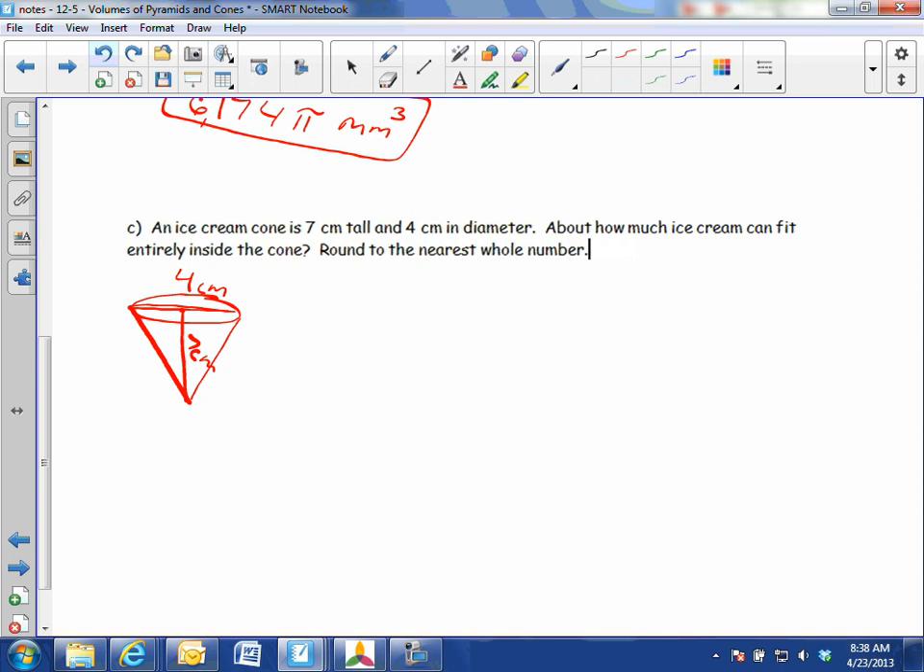Okay, shall we write in our formula? 1/3 times 2 squared times 7. I know 2 squared is 4. And it says round to the nearest whole number, so you can just type everything in your calculator and take it times pi there. 29.